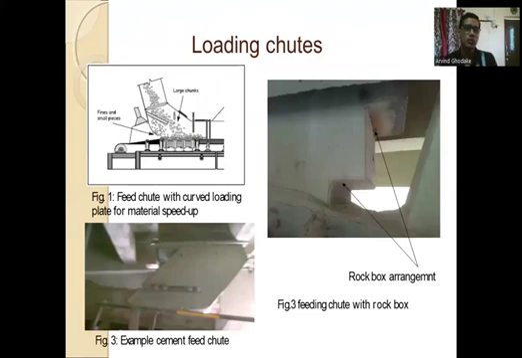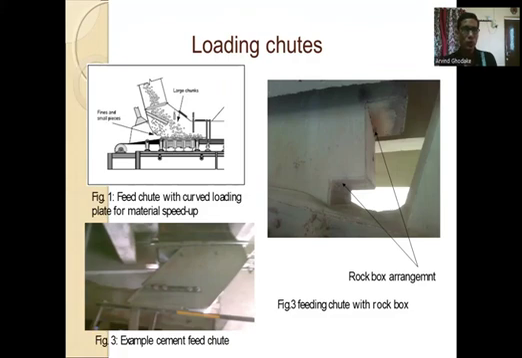Then loading chutes, also called hoppers. Large chunks are loaded. Feed chutes with a curved loading plate are for speeding up the material. Then the second one is a rock box arrangement, and the third one is an apron feeder.